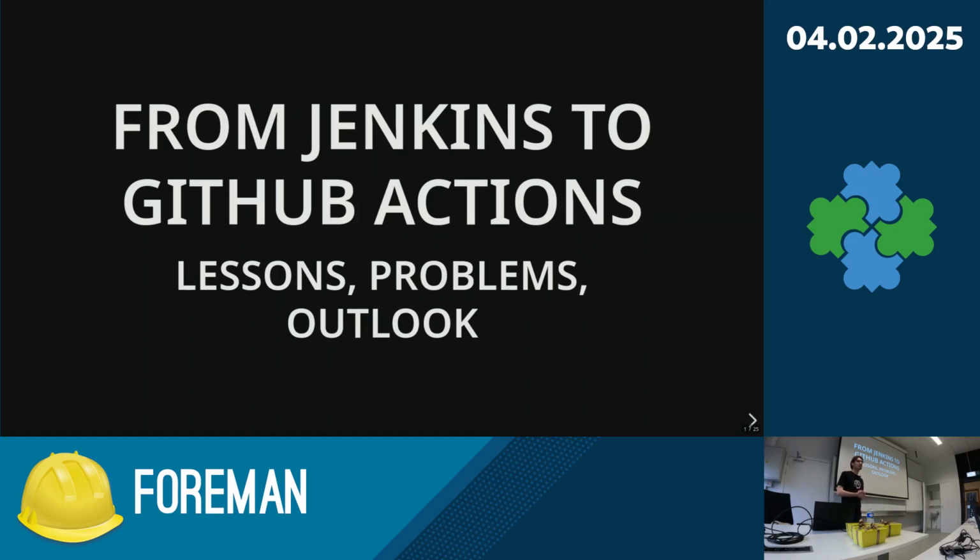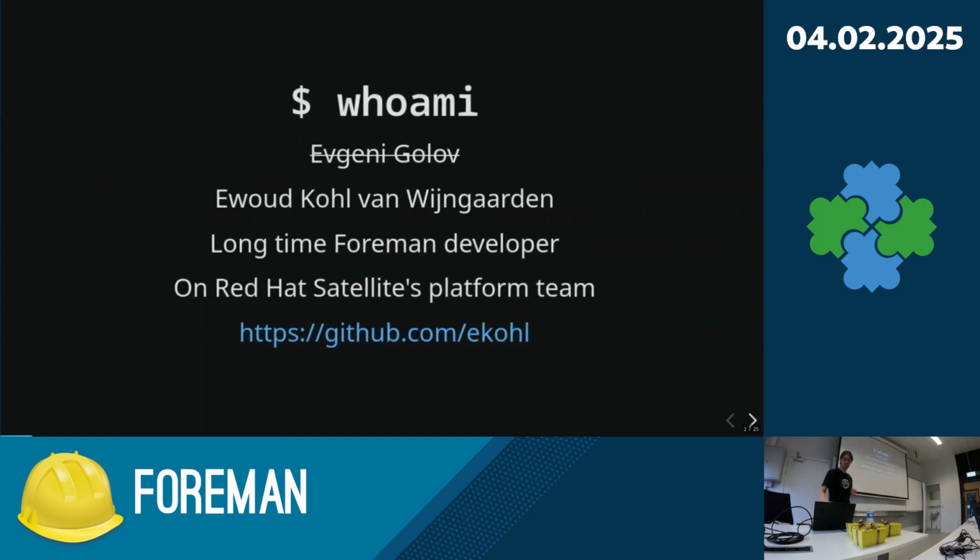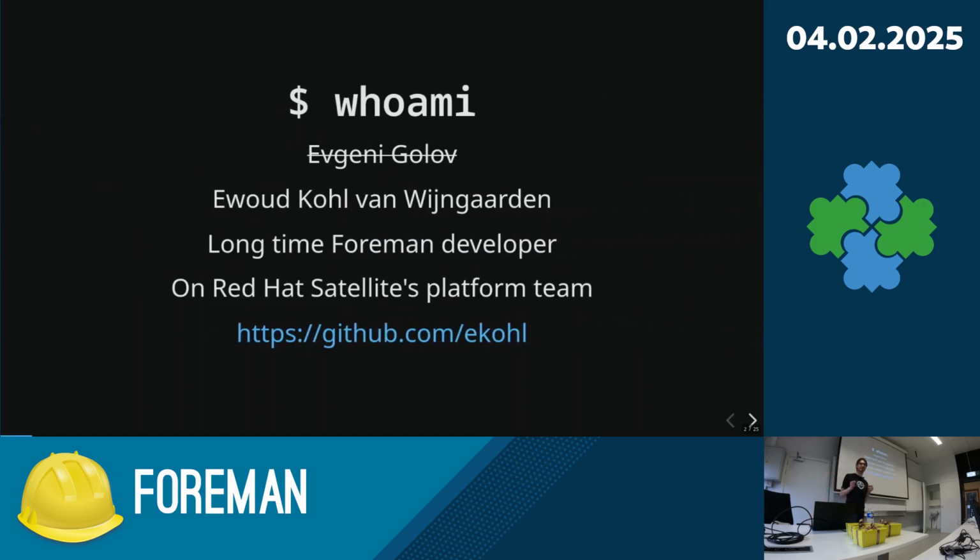Anyway, welcome. We're here to talk about from Jenkins to GitHub Actions: lessons, problems, and outlook. It is mostly a talk written by Evgeny originally. He already gave the talk at a birthday event. It's slightly updated here and there, so that's why you see Evgeny crossed through. He read most of the slides.